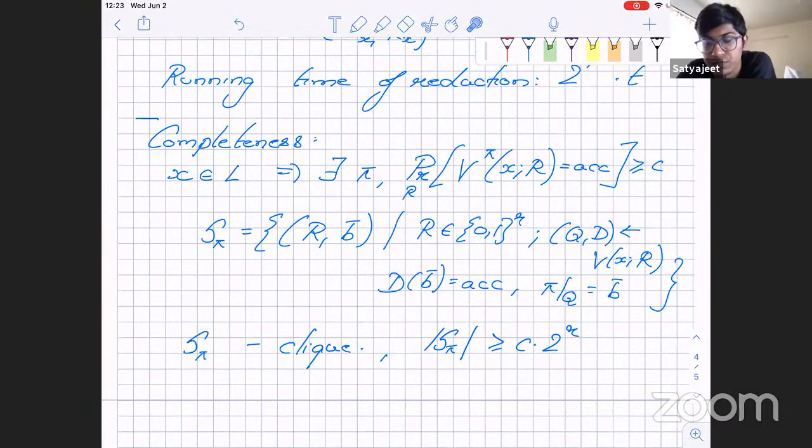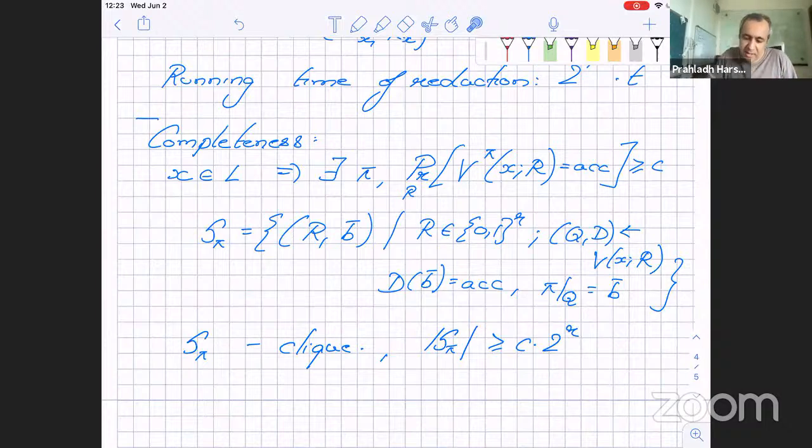Therefore, S_pi is a clique. And furthermore, how large is S_pi? S_pi is at least C times 2 power R because of the completeness property. So that implies that (G_x, K_x) in this case is in the yes part. So this completes the completeness proof.